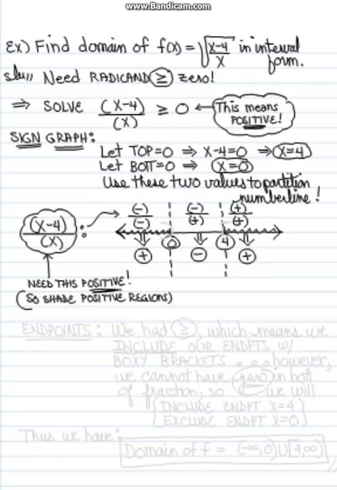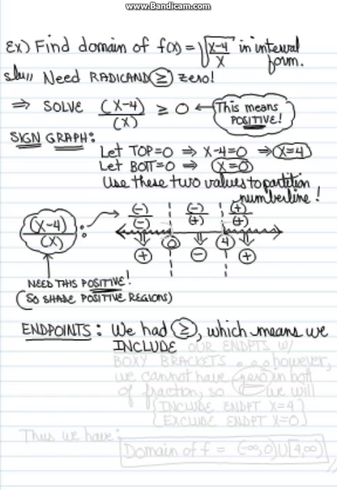Now, what about the endpoints? The endpoints for our shading are 0 and 4. This is a bit complicated. We had an inequality sign at the beginning that had an equal portion in it. It was greater than or equal. That means that we usually include our endpoints with the boxy brackets. Or that's normally what we do. We include them when there's an equal portion in it.